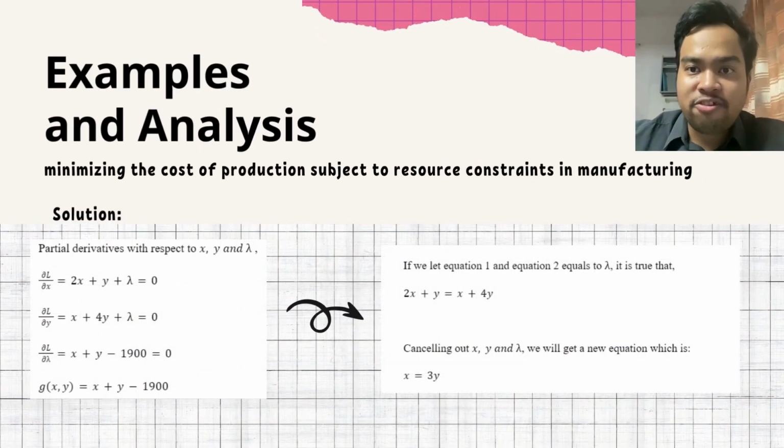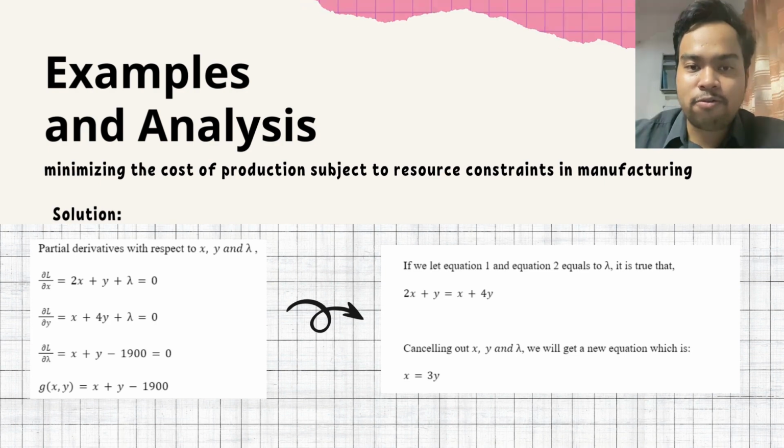Next, we do partial derivative with respect to x, y, and lambda. And then, from there, if we let equation 1 and equation 2 equal to lambda, it is true that 2x plus y equals x plus 4y. Cancelling out x, y, and lambda, we will get a new equation, which is x equals 3y.